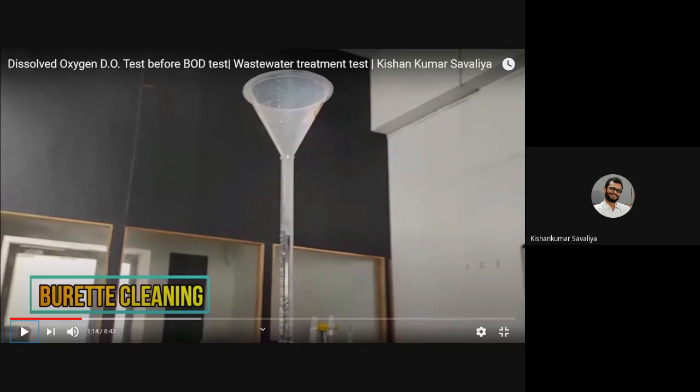Then we need to do the titration process in the burette and conical flask. First of all, while performing any test on waste treatment, you need to clean your instruments. This is the burette. We are cleaning it with water first, so that there are no voids in the burette. This is the simple cleaning of the burette.